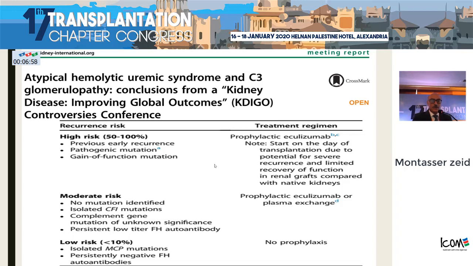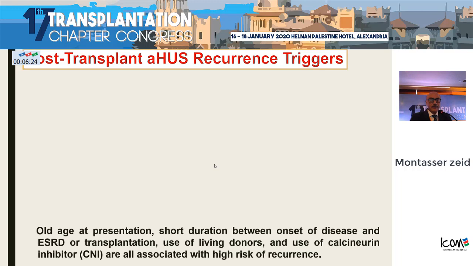High risk includes previous early recurrence, pathogenic mutation, or gain of function mutation. Prophylactic eculizumab is essential. Start on the day of transplantation due to the potential for severe recurrence and the limited recovery of function in renal grafts compared with native kidneys. If there is a moderate risk, prophylactic eculizumab or plasma exchange. Low risk, no need for prophylaxis, which may apply in patients with isolated membrane cofactor mutation, persistently negative family history, and autoantibodies.